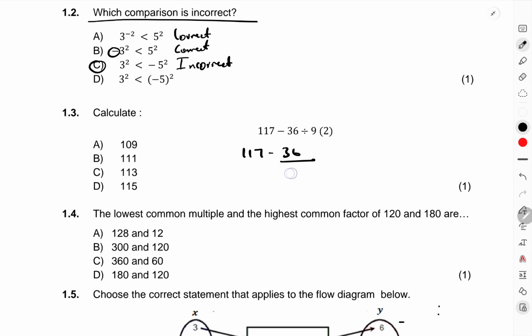18. Therefore, instead of writing 9 multiplied by 2, I can substitute 18. Now, what is 36 divided by 18? 36 divided by 18 is 2. Therefore, it means 117 minus 2. The answer will become 115. Then I'm going to look, where do I see my 115? It is option D, meaning for my 1.3, the answer is going to become option D.